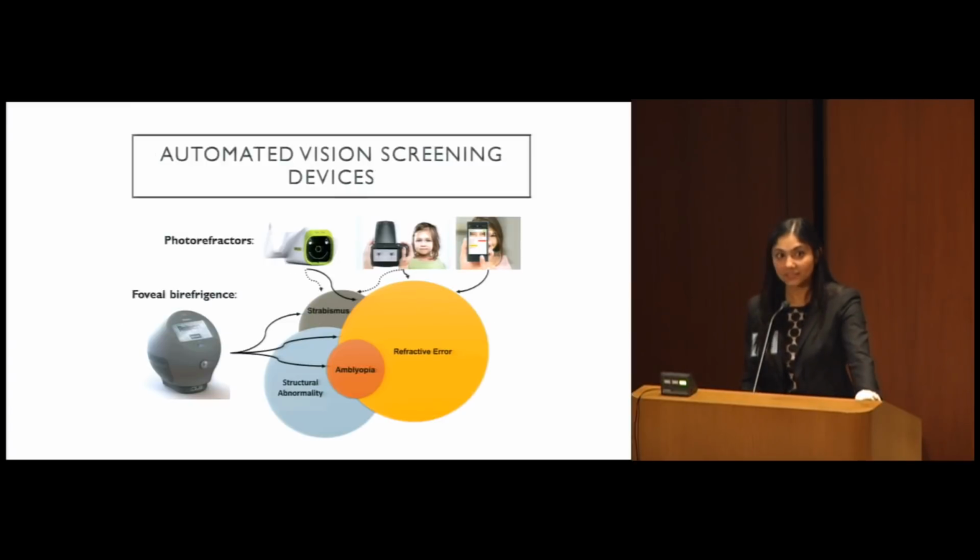So because of that, there's been a big push for automated vision screeners. And there's two different types that I want to talk about. Number one is the photorefractors, which many of you might have already seen. And then a new technology that I sort of want to touch upon just a bit.